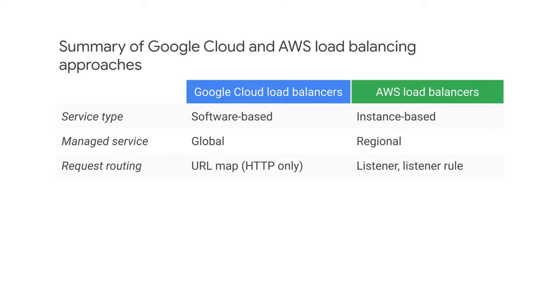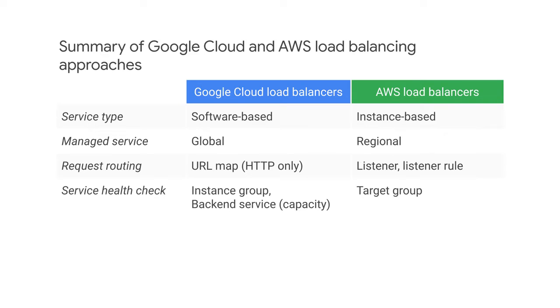A GCP load balancer can route traffic based on a URL for HTTP only. The URL can direct traffic to a particular backend service. AWS can route traffic based on a listener and a listener rule for HTTP and for TCP.